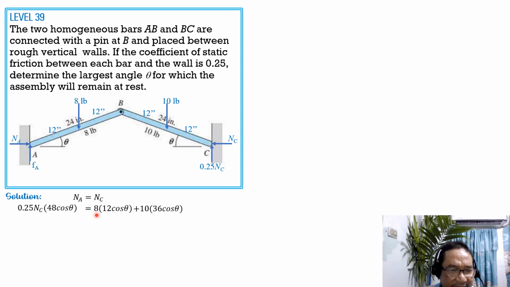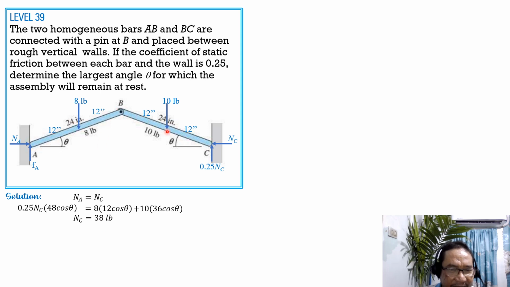So cosine theta is common to all terms. You can cancel that out and solve for N sub C. So N sub C therefore is equal to 8 times 12 plus 10 times 36 divided by quantity 0.25 times 48. So that's why N sub C is 38 pounds.